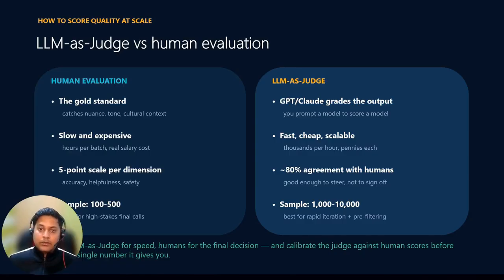Okay, so now you can evaluate 10,000 outputs instead of 100. Okay, and the number that matters is the roughly 80% agreement with human judges. Think carefully about what 80% means. It's more than good enough to steer you, to compare two prompts, spot a regression, pre-filter the obvious failures.